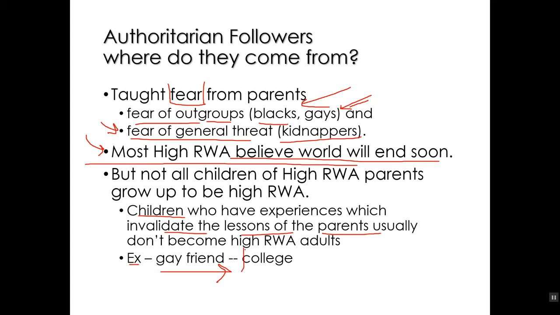In fact, the one thing Altmeyer discovered, which really does the best at stopping people from growing up to be right-wing authoritarians, is going to college. In college, you learn about different types of people, different groups of people. You get exposed to different people, especially in dormitory colleges, and that seems to have the greatest effect on reducing authoritarianism.